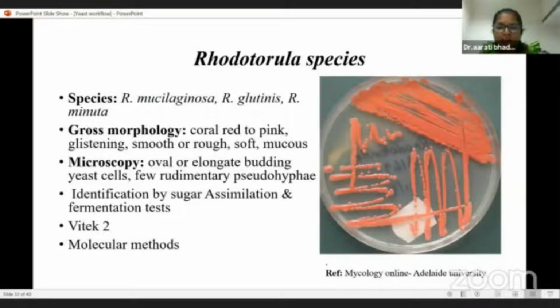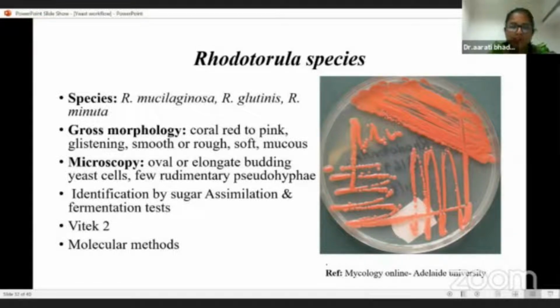Next is Rhodotorula species. The most commonly encountered species are Rhodotorula mucilaginosa, glutinis, and minuta. In the gross morphology, there will be coral red to pink color pigment, with glistening, smooth or rough, and soft colonies. This is due to the pigment carotenoid. So coral red to pink colonies will be there. On the microscopy, oval or elongated budding yeast cells will be there, and few rudimentary pseudohyphae.